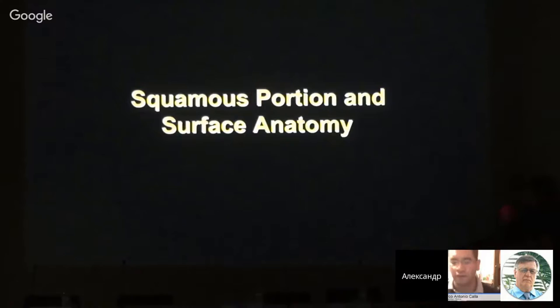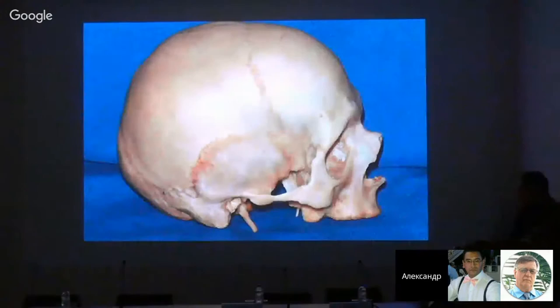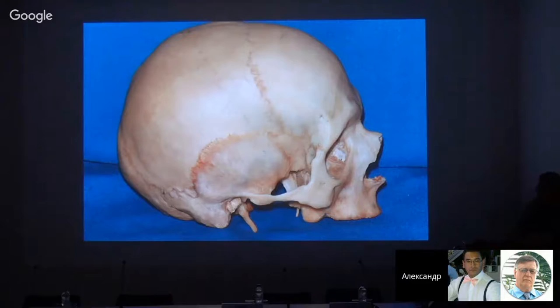So let's talk a little bit about the portions of the temporal bone and their surgical importance. First, we start with the squamous part. This is the part that we usually approach through the frontolateral approach, subtemporal approach, orbitozygomatic, subtemporal. The squamous part is this part here, okay? And we have to resect this for many lesions.